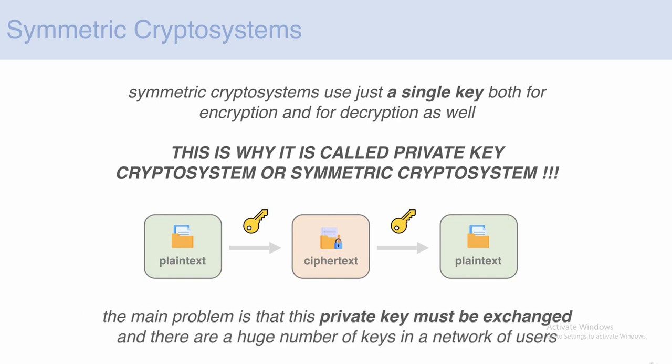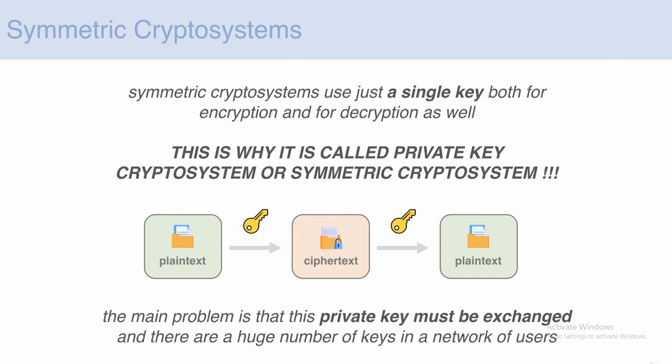By the way, there are several disadvantages of this approach. The main problem is that this private key that we use for encryption and for decryption must be exchanged. There are several approaches. We are going to talk about the Diffie-Hellman key exchange algorithm, and we will come to the conclusion that this problem can be solved, but there is another problem.